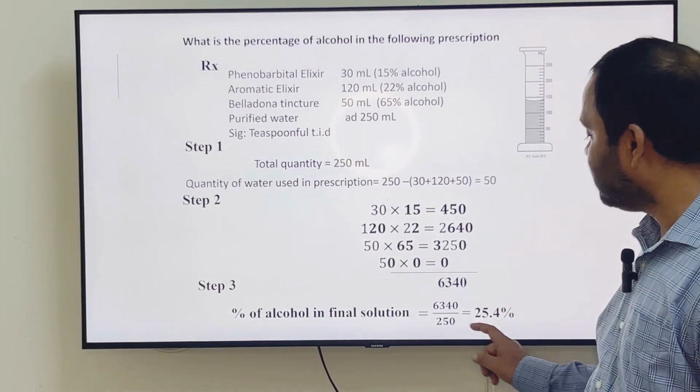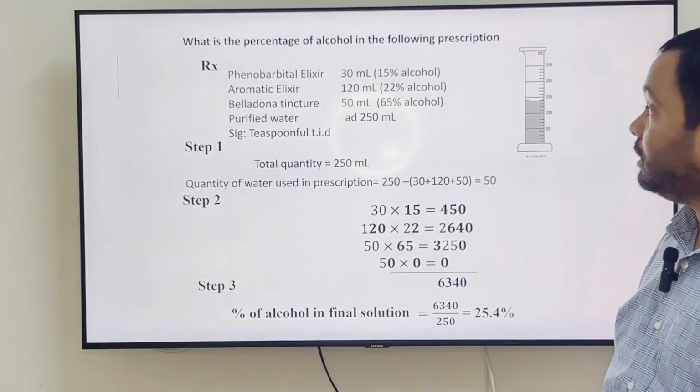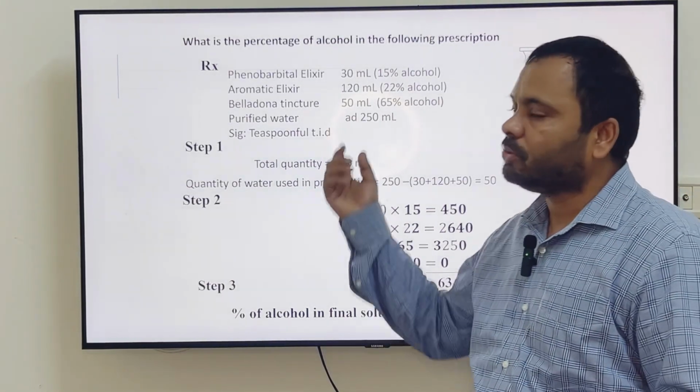This is the resultant percentage of alcohol in this formulation.